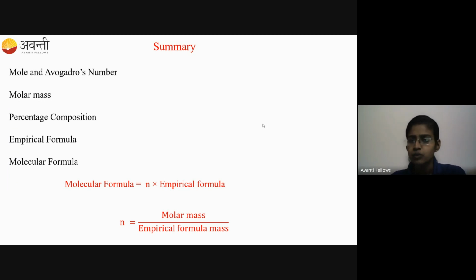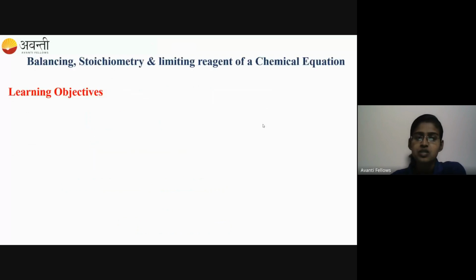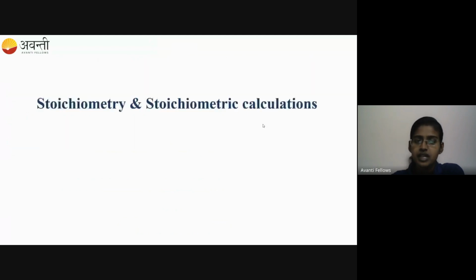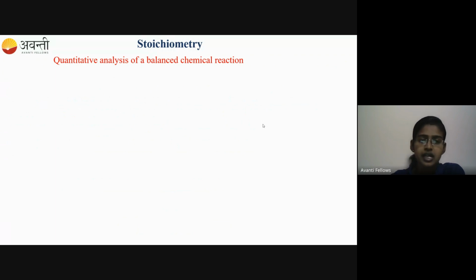Now we will move on to the next topic for today's session, that is balancing stoichiometry and limiting reagent of a chemical equation. Under this topic, we have stoichiometry and stoichiometric calculation, then limiting reagent. Let's start with stoichiometry and stoichiometric calculation. The quantitative analysis of a balanced chemical equation is called stoichiometry. For example, if I take methane, what is the formula for methane? CH4, right?